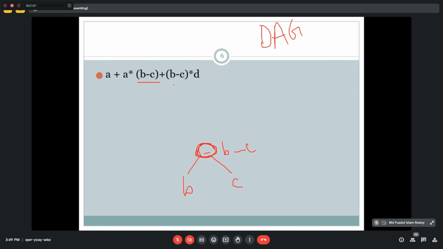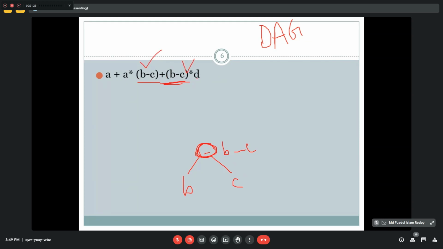Okay, so then you need to perform B minus C again according to the precedence, but you already calculated B minus C, so no need to calculate this one more than one time. So this is the difference. You already calculated this one, so no need to calculate it more than one time. So this one done, this one done.